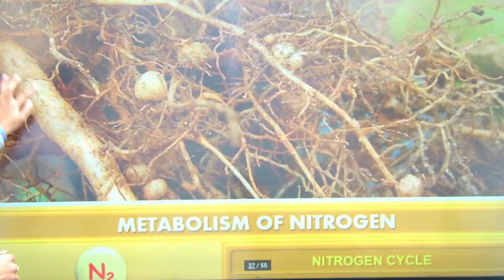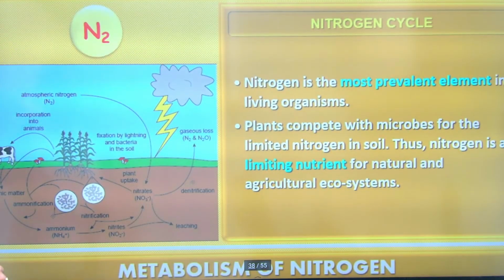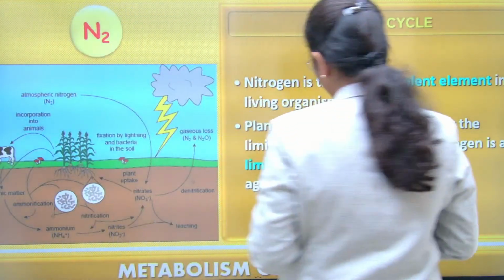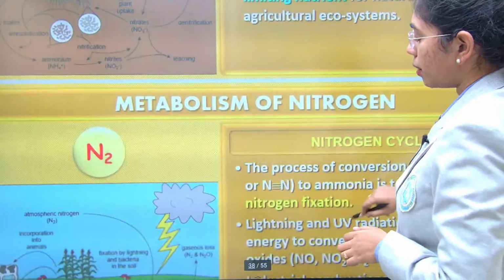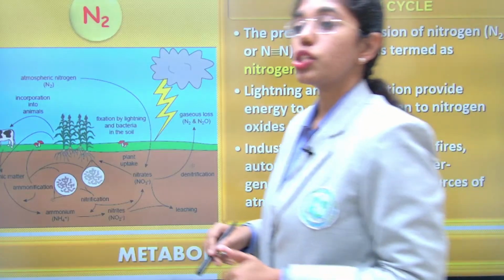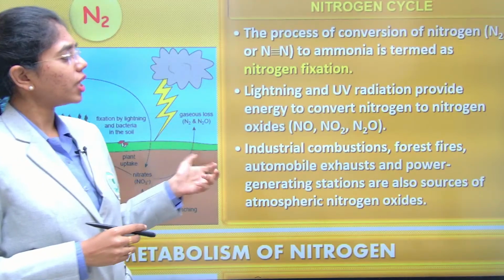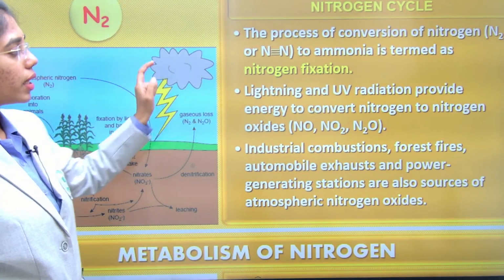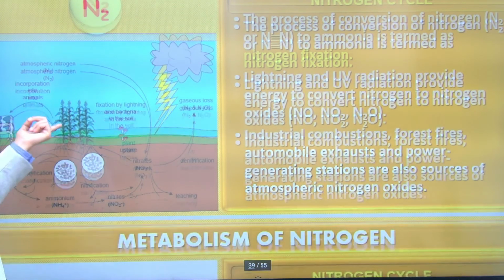Nitrogen metabolism. Nitrogen is the more prevalent element and the limiting nutrient. The first step is nitrogen fixation. Nitrogen fixation is the first step in nitrogen metabolism, where nitrogen is fixed by lightning, by UV radiation, or by converting nitrogen to nitrogen oxide. By any of these, the nitrogen is fixed.